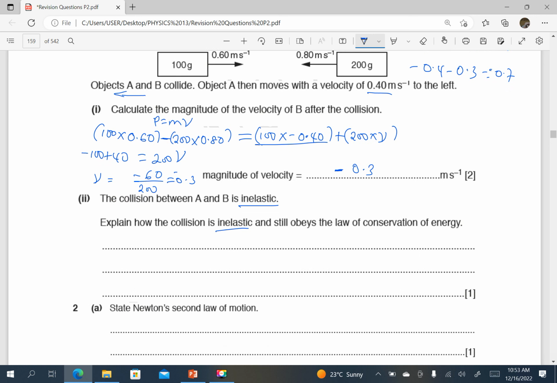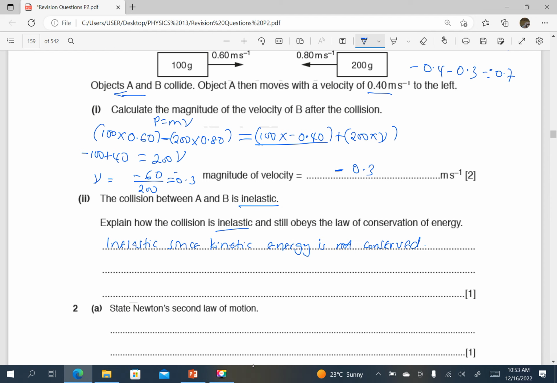So the collision is inelastic because kinetic energy is not conserved. So I will simply say inelastic since kinetic energy is not conserved.